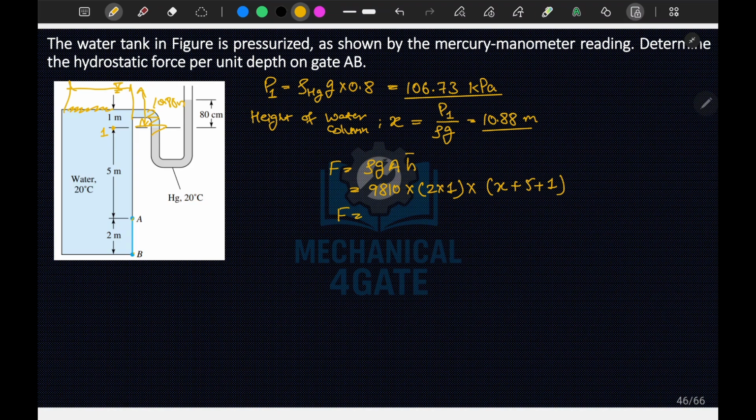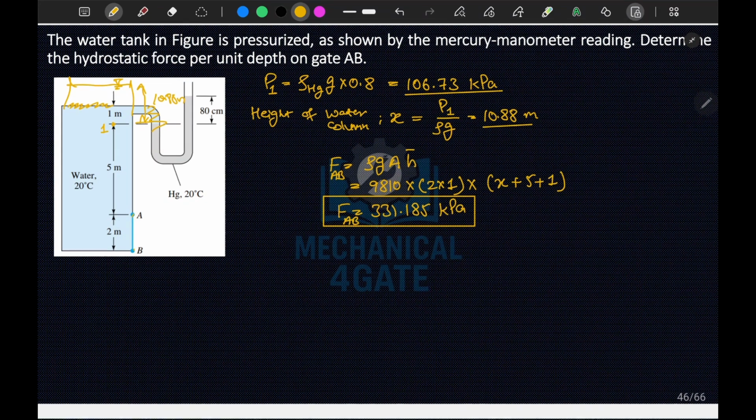So if we substitute the values, F is equal to, with x given as 10.88, this becomes 16.88 into 9810 into 2. So F is equal to 331.185 kilopascal. This is your hydrostatic force on AB.